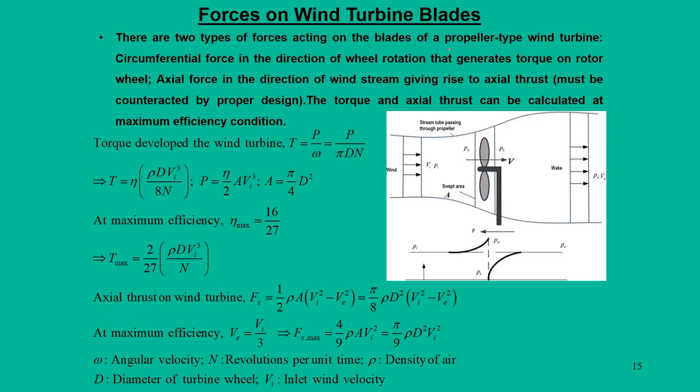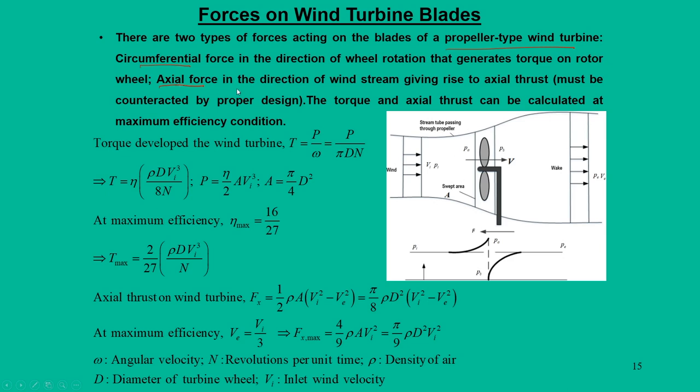In a propeller type wind turbine, there are two forces that act. One is the circumferential force, which is in the direction of wheel rotation, and it generates the torque for the rotor, through which electric power generation is possible. The other force is the axial force, which is generated due to the wind stream, and the turbine structure must withstand this axial force for harnessing the power.